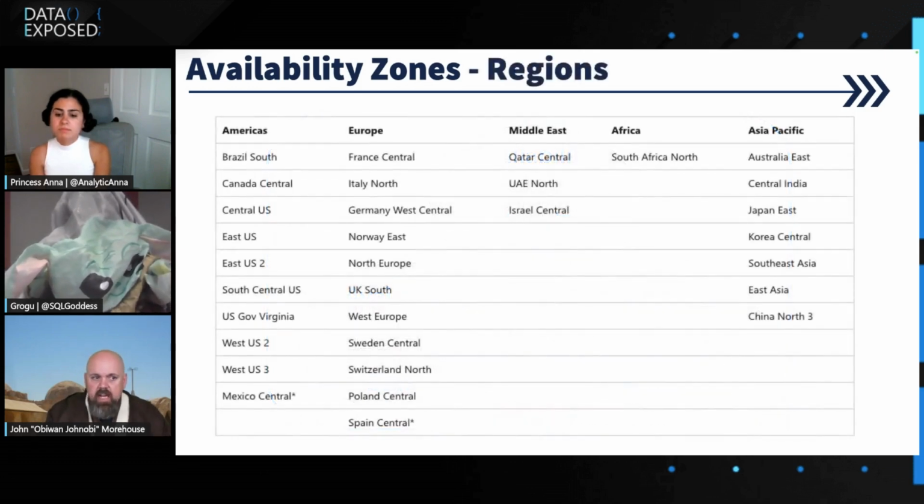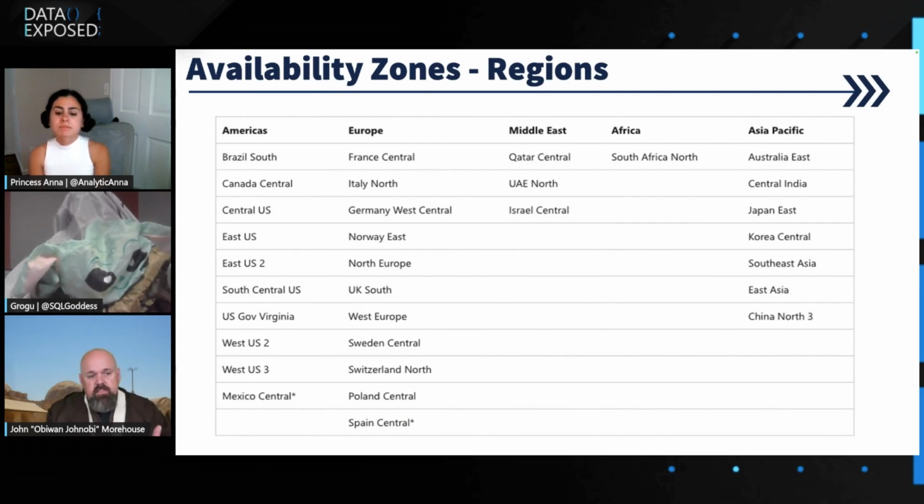Now, just one caveat: not all of the regions have zones. So if you want to look at high availability with availability zones, you have to make sure that you're in the right region. Do your due diligence, go find the right region before you implement availability zones. But even with availability groups in SQL, we still want to put those virtual machines themselves in the different zones.